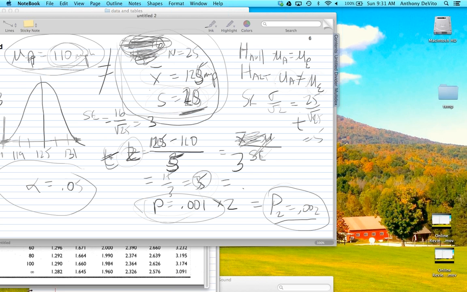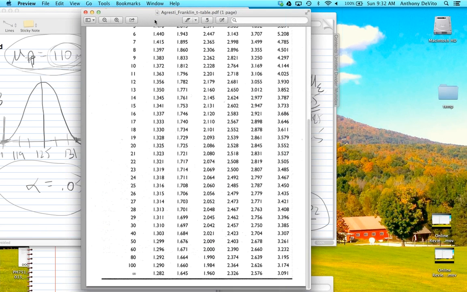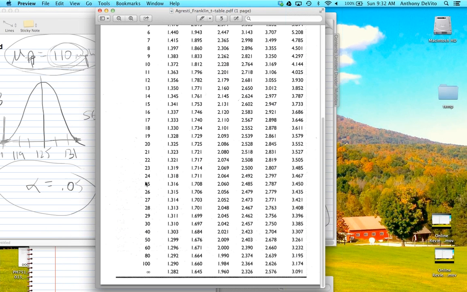Now the problem here is that t-scores are dependent on the sample size, right? So I have to go to my t-table, and for my sample size of 25, again, the t-score that represents a 5% chance of being wrong is 2.06. So if I get a t-value that's bigger than this, right?